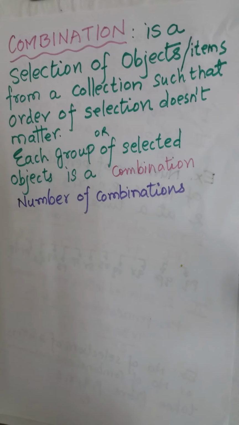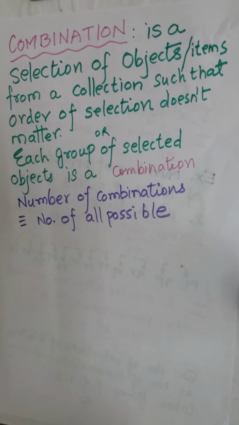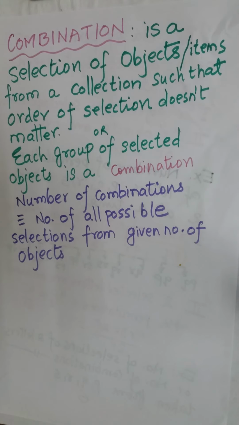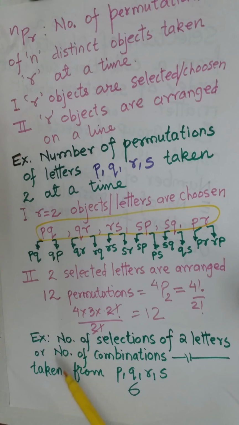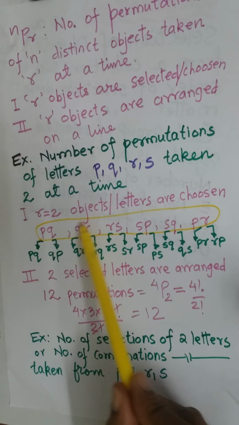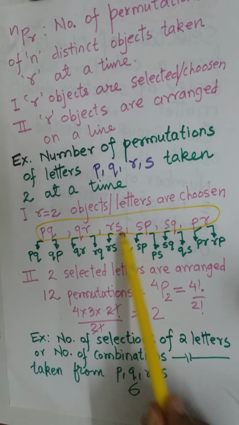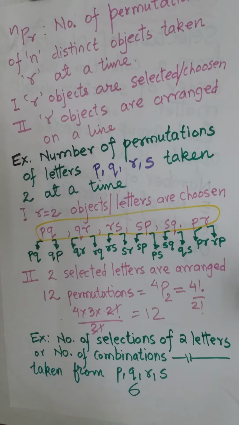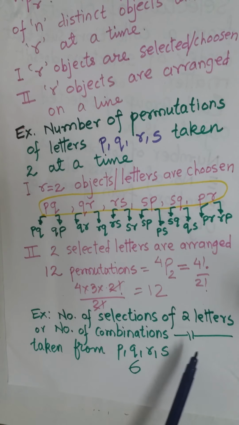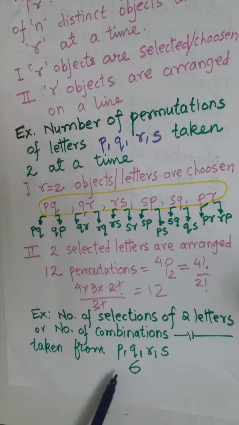Number of combinations means the number of all possible selections from the given number of objects. So in this example, if I ask, PQ is a combination, QR is a combination. There are 6 answers, each of them is a combination. We cannot arrange them. So in the example, the question was to find the number of combinations of 2 letters out of 4, and it came out to be 6.